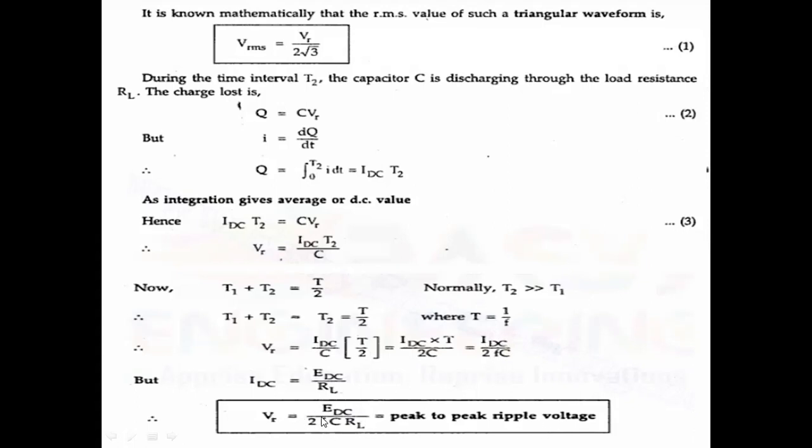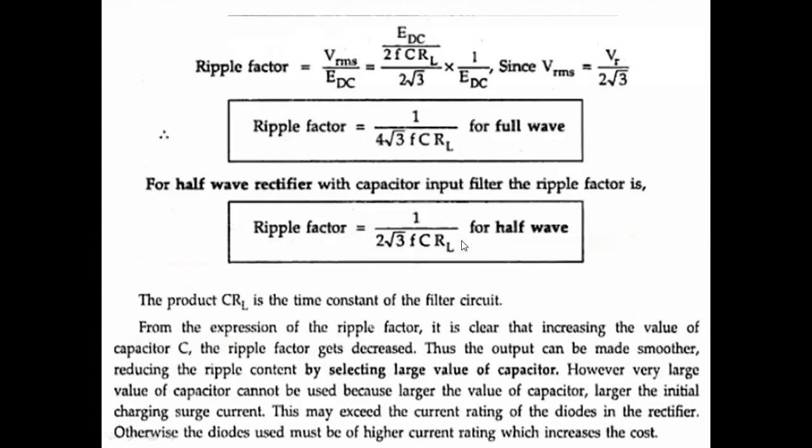So we have to find the ripple factor. This is the peak to peak ripple value. The ripple factor is obtained as VRMS by EDC, that is, VRMS by VDC. So VRMS is the previous value, which we have to find out now.